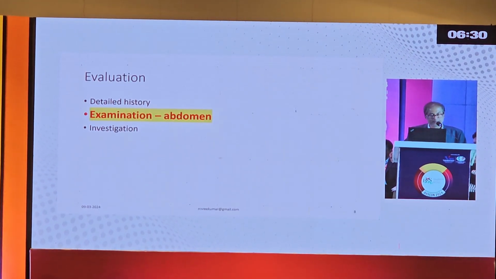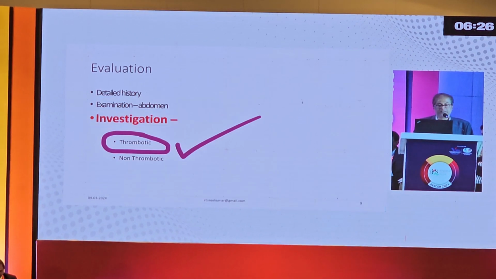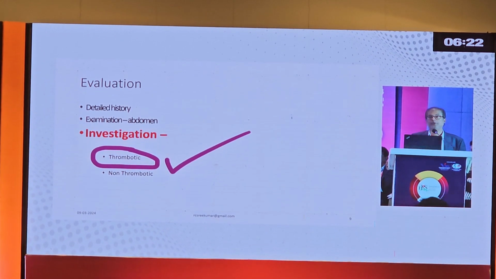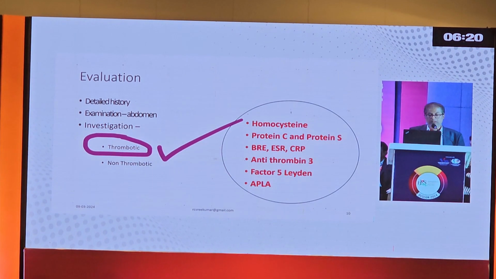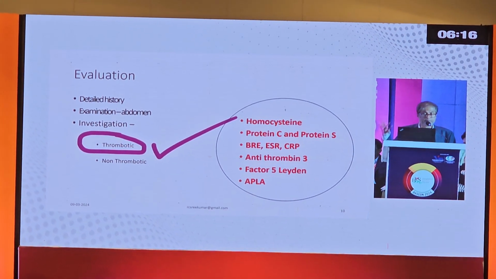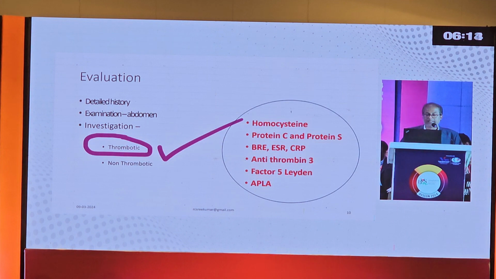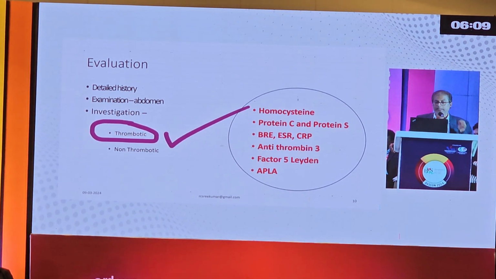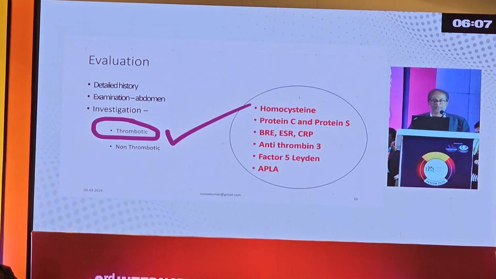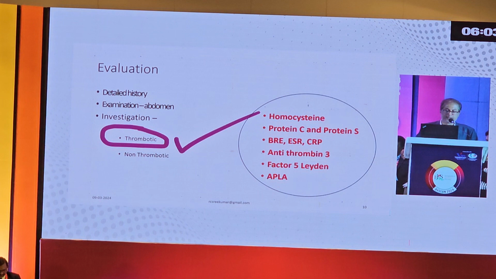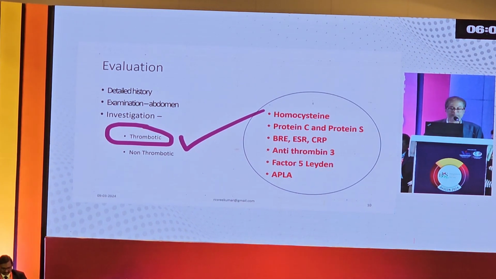Examining the abdomen is very important, particularly in patients with bilateral DVT, and investigation is mainly to identify whether the patient is thrombotic or non-thrombotic. Thrombotic tendency may be identified with various tests. A huge battery of tests is available, but I do at least 5 or 6 tests in all these patients, like homocysteine, protein C, protein S, antithrombin, factor V or APLA. At least these tests should be done in all patients. 30 to 40% of thrombophilias can be identified, but still some people can be missed.